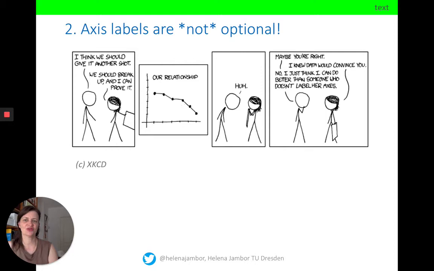The next important information is that axis labels are not optional. Take a minute to read this beautiful comic from XKCD on that subject and take home the message that you can really offend people if you do not label your axes correctly.